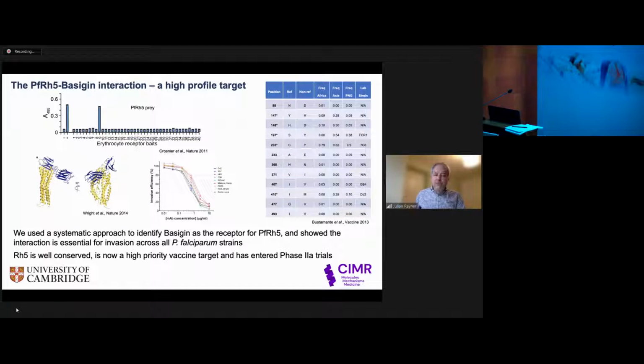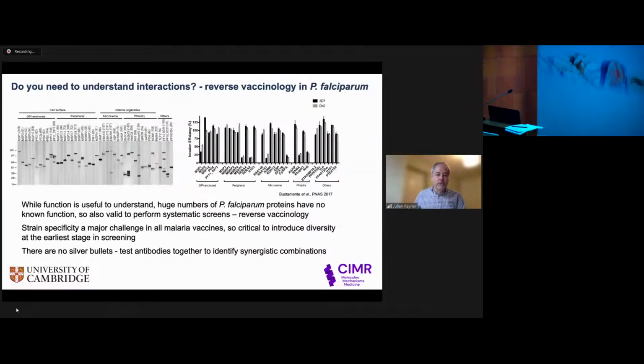But also, you don't have to understand a protein or understand an interaction to think about it as a vaccine target. So we've also been involved in systematic screening, just expressing panels of recombinant proteins in the most folded and functional manner that we can, raising antibodies against all of them, and then screening for whether they block invasion. And it's critical, I think, when people do this, that they take strain diversity into account, because all Plasmodium vaccines will struggle with genetic diversity.